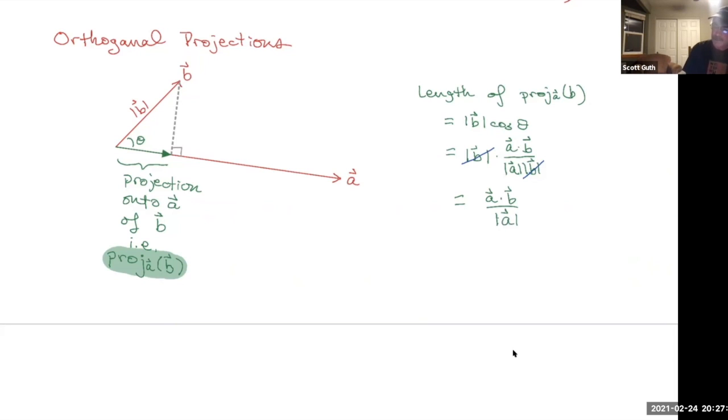Now this has a name. The length of the projection onto A of B is called the A component of B. I'll give you the notation. It's called comp, component of B. So it's comp sub A of B, the A component of B. Run out of space.